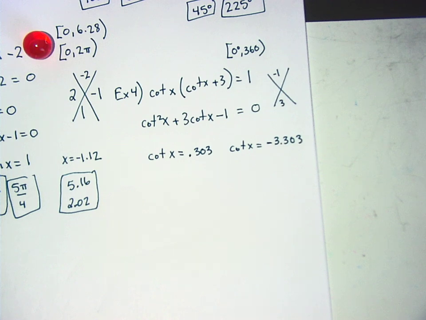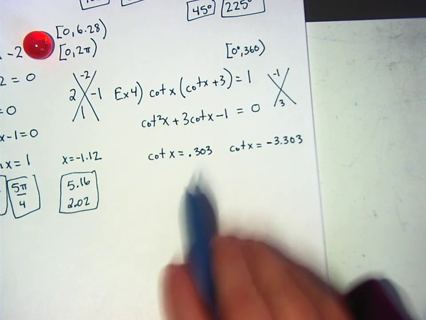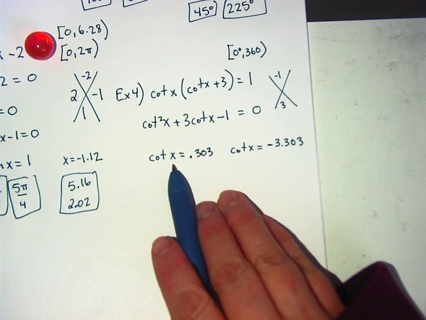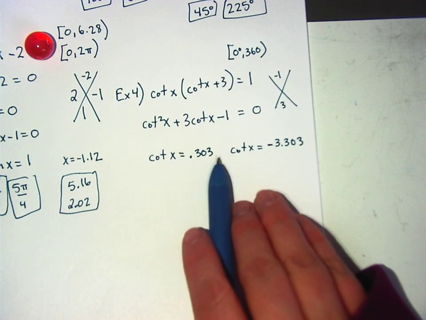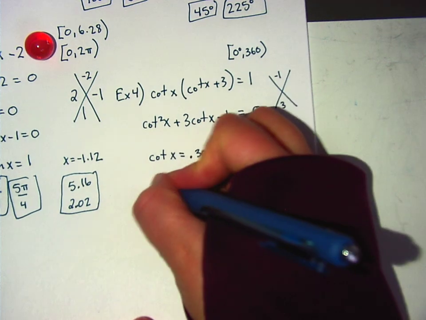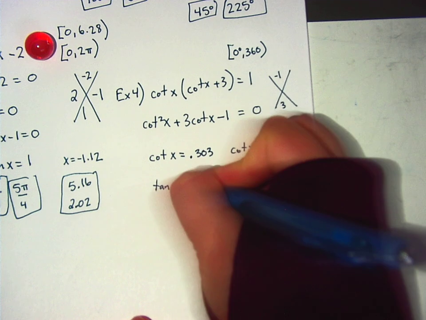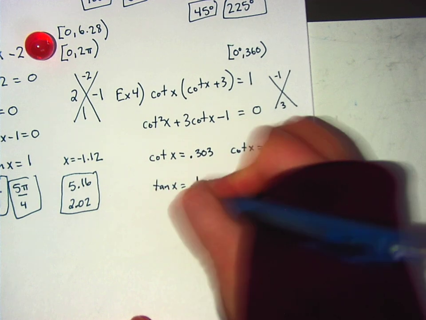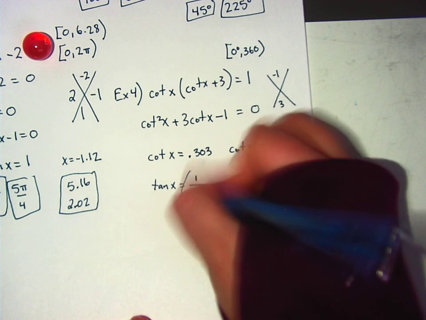What do we do if we have something that's not on the unit circle, that we have to solve for? No, this isn't the answer. We're still trying to figure out what x is. We don't know what x is. We just know that the cotangent is this. That was the mistake I made. You just put it in the calculator. Yeah, like inverse cotangent, but there is no such thing as inverse cotangent. So instead, you're gonna do this. Tangent of x equals 1 over 0.303. So do an inverse of that.